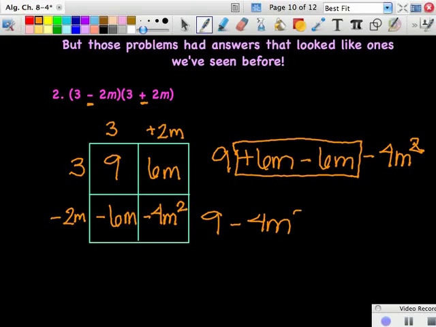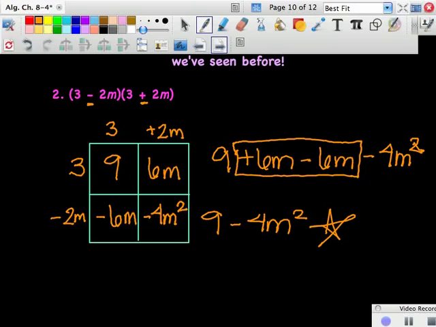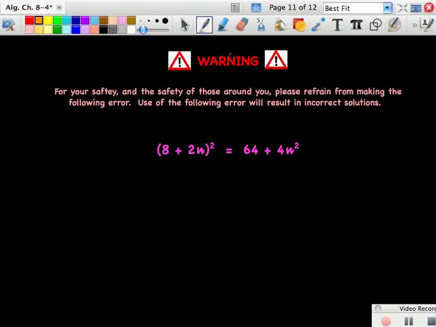Okay, now I have a certain warning. Warning, warning, warning. I wish I could have sirens going off because I need to tell you that for your safety, oh no, that's spelled wrong. Pretend that didn't happen. My bad. For your safety and the safety of those around you, please refrain from making the following error. Use of the following error will result in incorrect solutions.